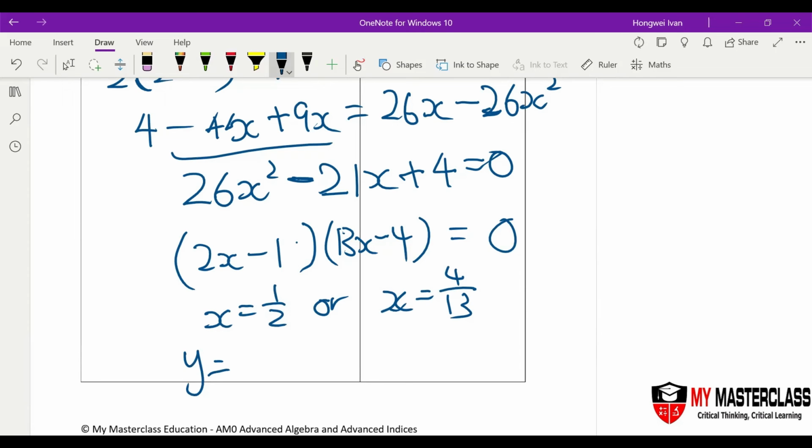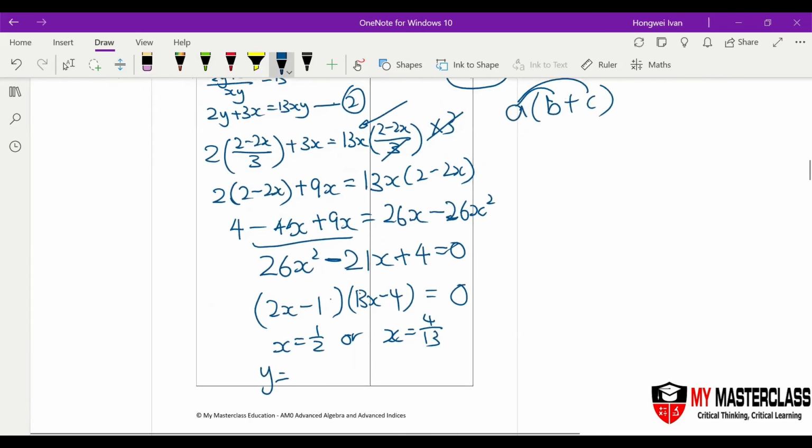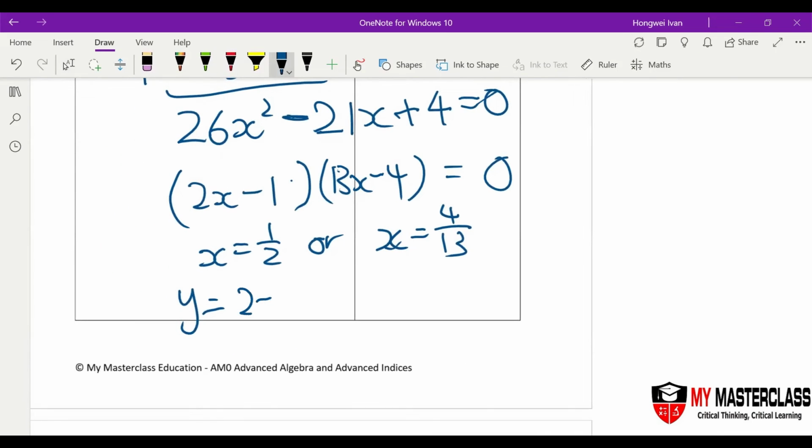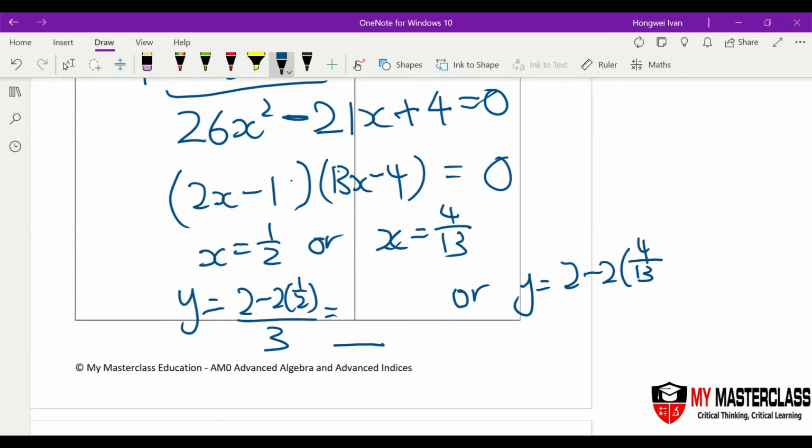Okay, y equals 2 minus 2x over 3. 2 minus 2x. Okay, work out for me. Or y equals 2 minus 2 over 3. Fraction, okay, if possible, you can put fraction, because fraction is always more accurate than rounding off. Two-thirds.